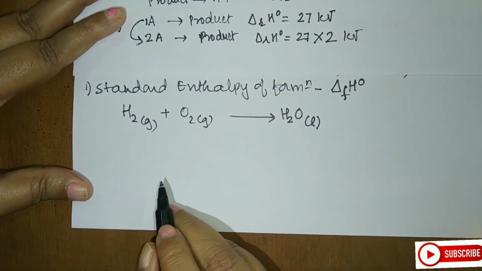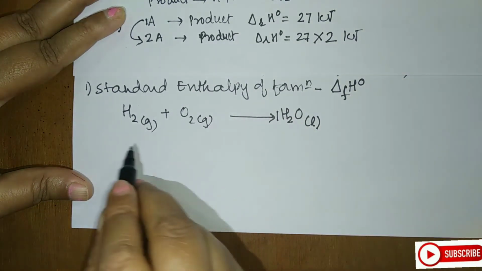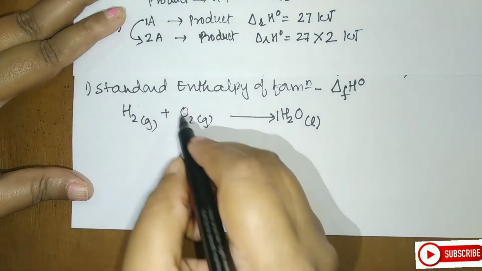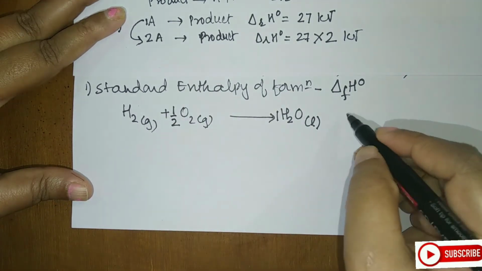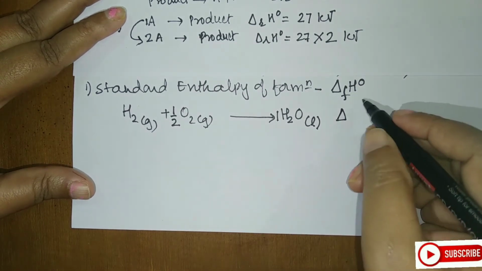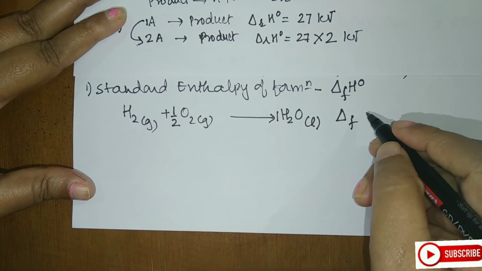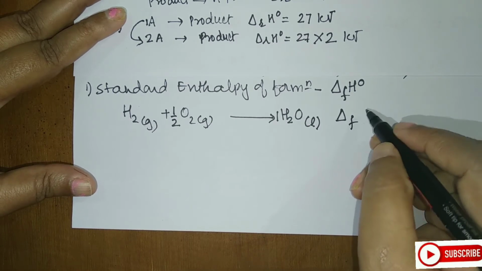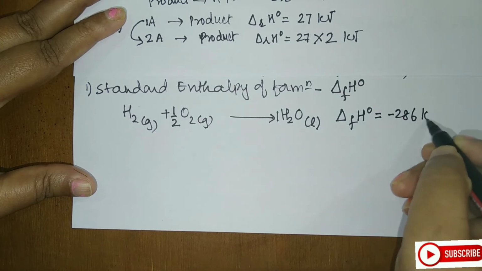Now students, here I am forming water, so you must keep water as 1 mole and then balance the equation. So if I try to balance the equation, it is like this, which is balanced now. Now what is the enthalpy here? I must write it here because this is the thermochemical equation. So the enthalpy of formation of water is minus 286 kJ.